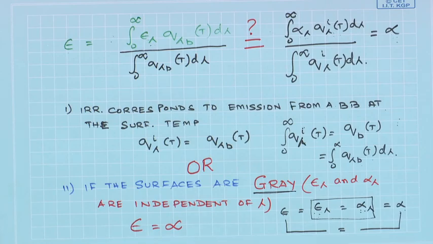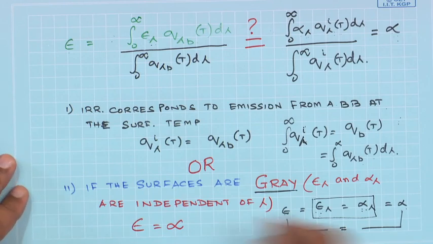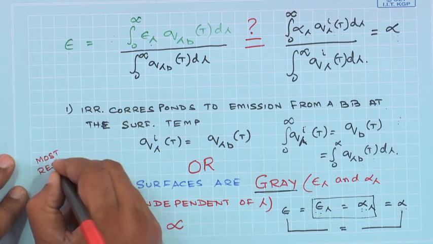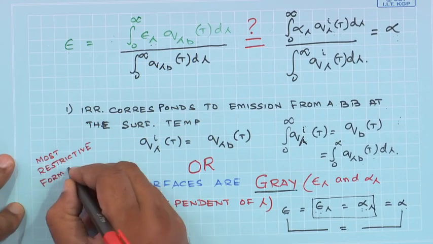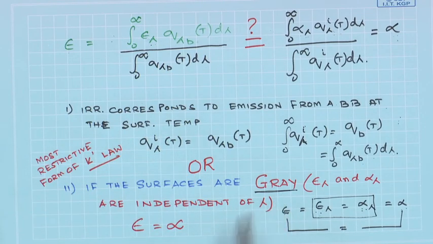So, this is the most restrictive form of Kirchhoff's law, but this is for the gray surface. This is the most restrictive form of Kirchhoff's law, which says that for a gray surface these two are going to be equal. So, the total hemispherical emissivity is equal to the total hemispherical absorptivity.